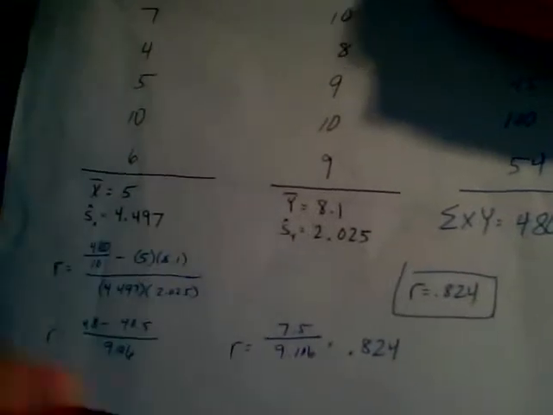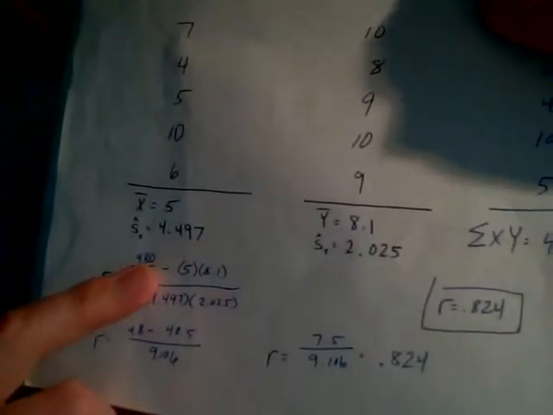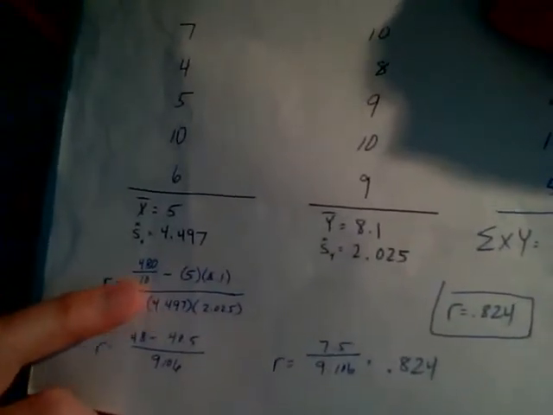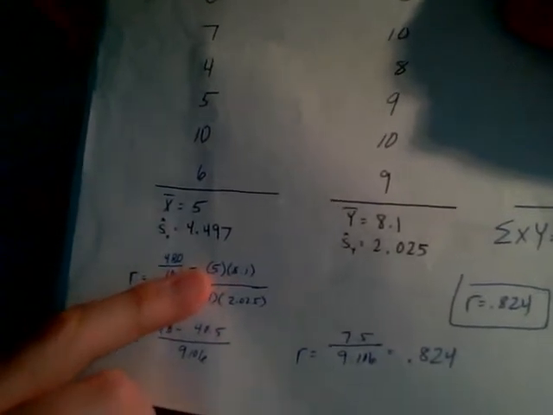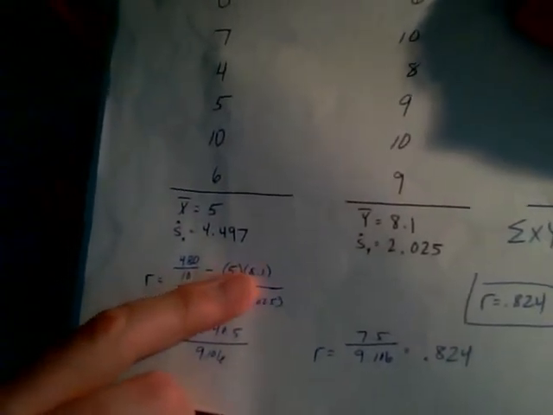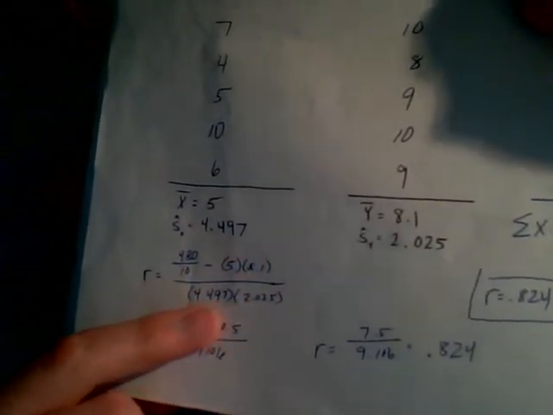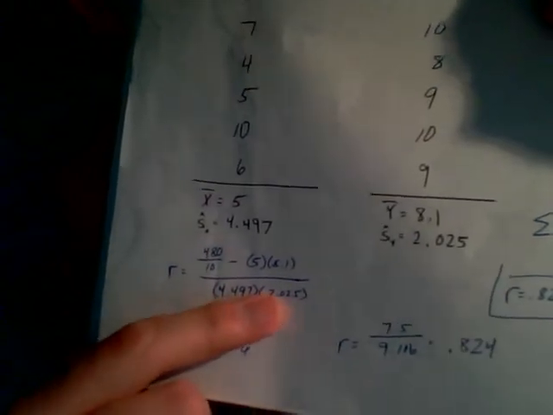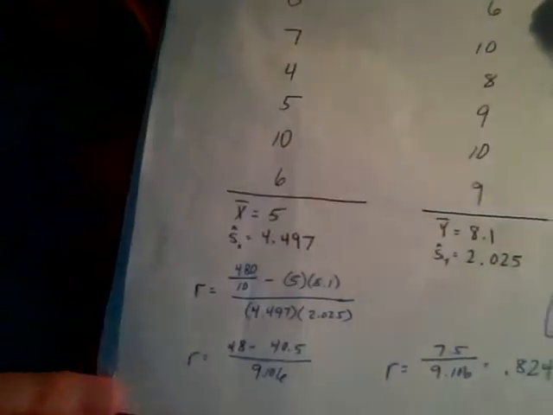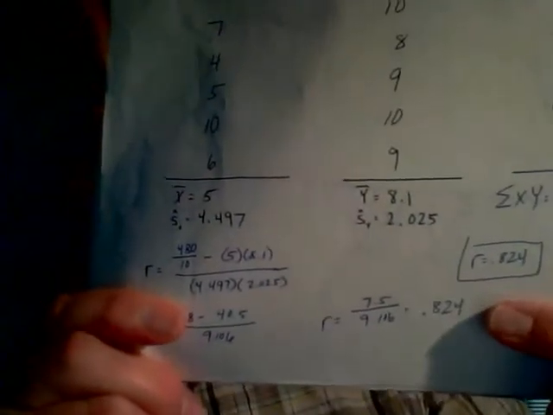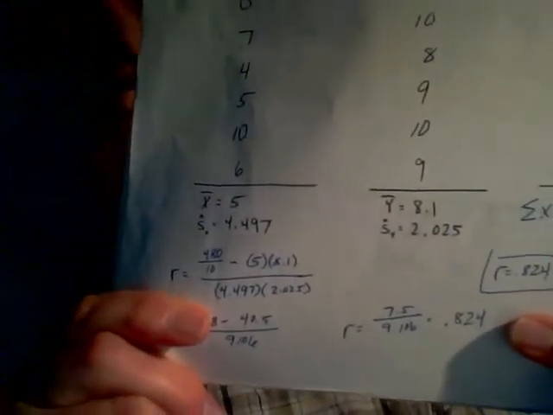Where 480 came from, which is right here, divided by n, 10, minus the mean of your x variable times the mean for your y variable, over the standard deviation for your x variable times your standard deviation for your y variable. As we've been talking about in class, we end up with a correlation of 0.824, which can be described as strong and positive. So look that sheet over, and like I said, make sure you understand where each of those pieces of information come from.